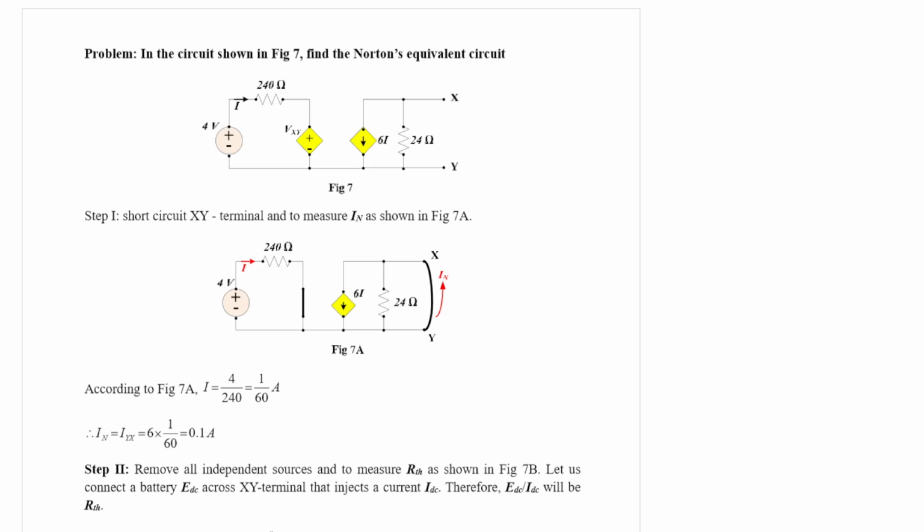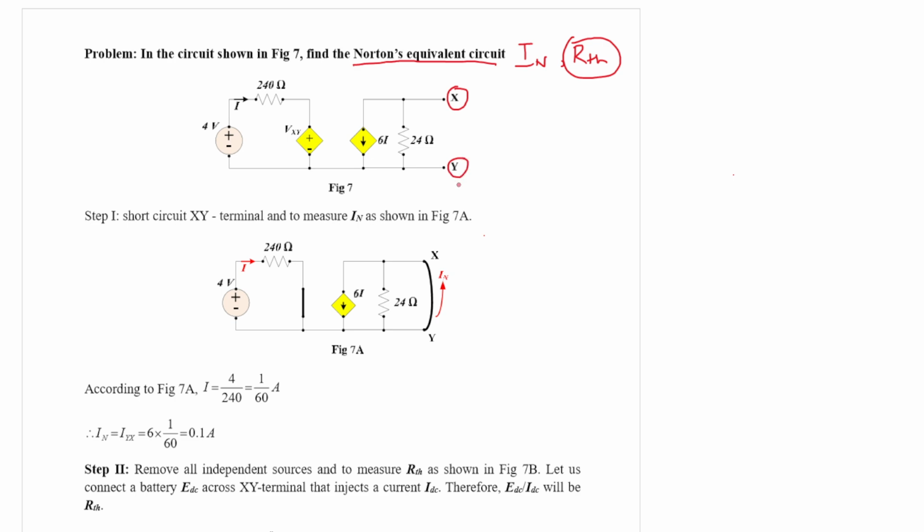So let us proceed towards Norton's equivalent circuit. Let us consider figure 7. In this problem it is asked to find out Norton's equivalent circuit. So two parameters you need to evaluate. First one is IN and second one is RTH. So let us first work across the terminals X and Y.